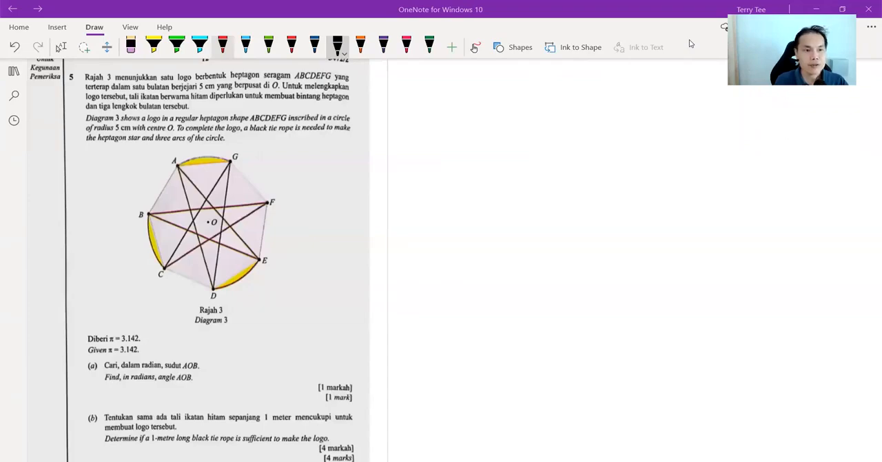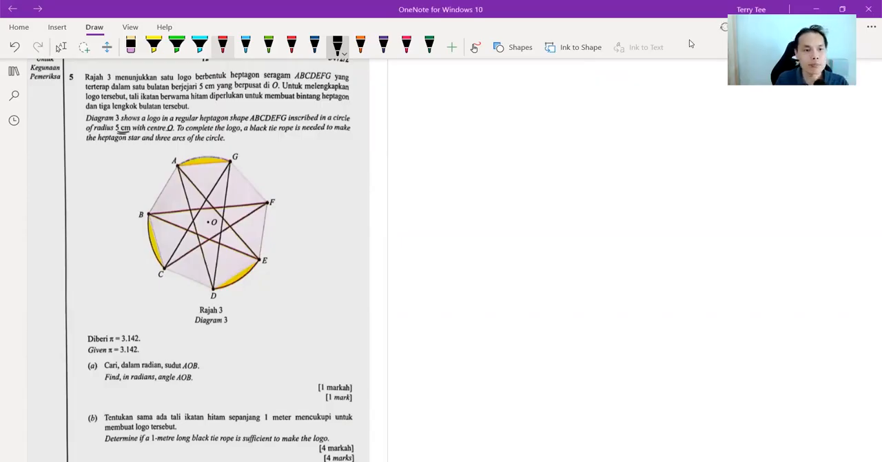Question number 5. This is a question from the chapter circular measure. It looks very interesting or difficult, but actually it's not that hard. The first thing is you can see a diagram shows the logo in the form of a regular heptagon, where the radius is 5 cm, center at O.